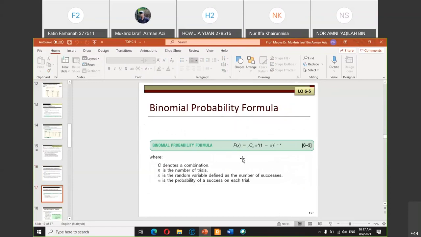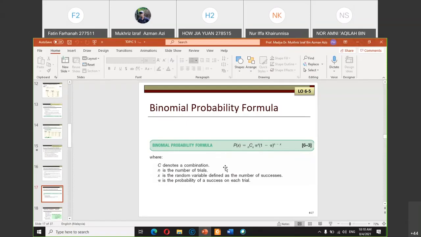If you look at your scientific calculator, you're going to see the C button, or the nCx button. C denotes combination. How many combinations are possible? Based on this formula, C denotes combination, n is the number of trials. Just now we mentioned that the number of trials will be fixed. X is the random variable defined as the number of successes. So basically P(X), let's say you want to see how many times you get a hit 2 times, when you toss the coin, a hit will appear twice.